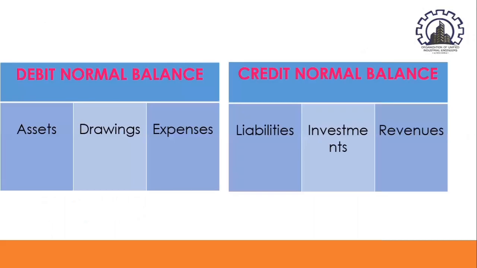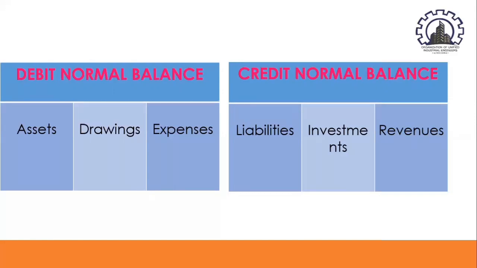Now, it is very important that as a learner, you should know the normal balance of the account. But what is meant by the normal balance of the account? If we say normal balance of the account, it is the increase side of the account. And therefore, if there is an increase in the company's assets, drawings, or expenses, then you have to debit the account. Conversely, if there is a decrease in the company's assets, drawings, and expenses, you have to credit the account.